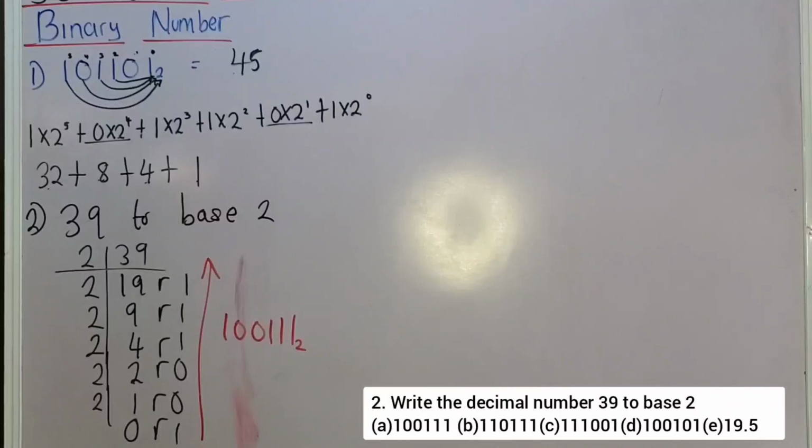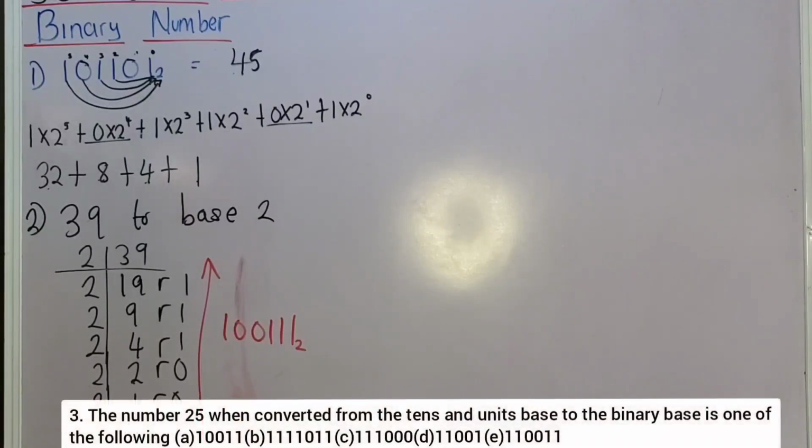So let's look at the right option in that question. Option A says 1, 0, 0, 1, 1, 1 base 2. Option B, 1, 1, 0, 1, 1, 1, 1, 1. Option C. So option A is the correct option. Option A is correct. So that is the correct option to that question. Now, let's proceed to question 3.